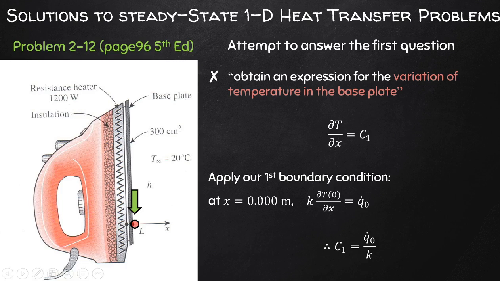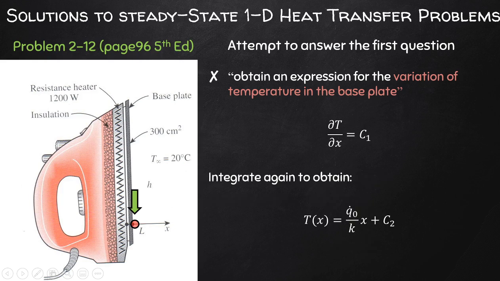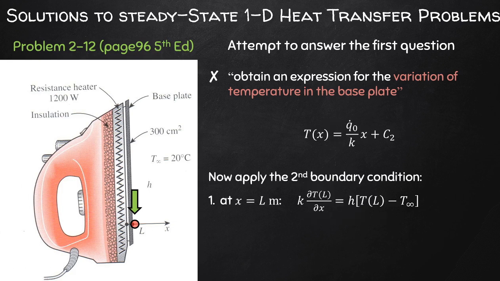On integrating again, we obtain the equation we had been required to find, but actually we still need to define the constant C2. So we need to find C2, and we do this by applying the second boundary condition as follows. At x equal to L, we know that the conduction equals convection.